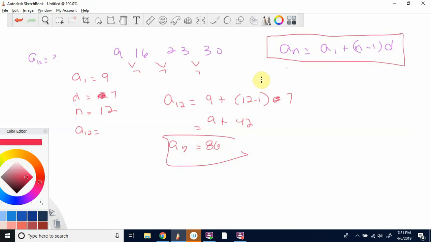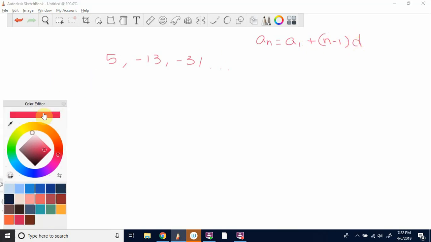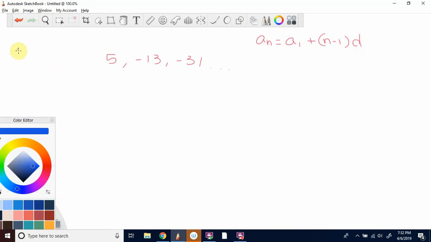Example 2: they want us to write an equation for the nth term of an arithmetic sequence. They give us the sequence 5, negative 13, negative 31, and so on. Again, we use our basic formula, a of n equals a of 1 plus n minus 1 times d. So we need to find what information is given. We know a of 1 is 5. Do we know a common difference? Yes, d is 18, because we add 18 to get here and add 18 to get to this one.